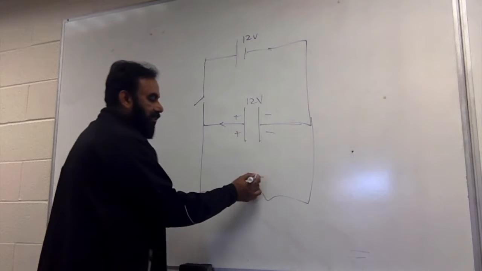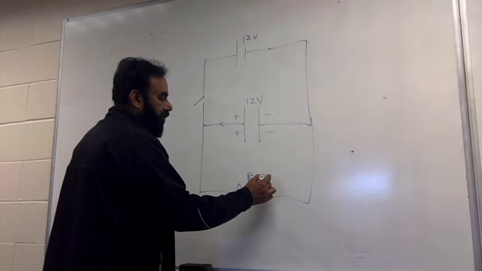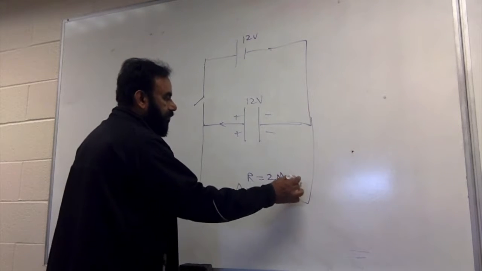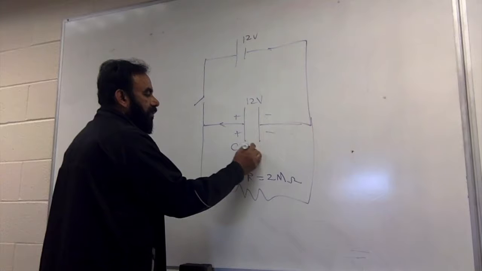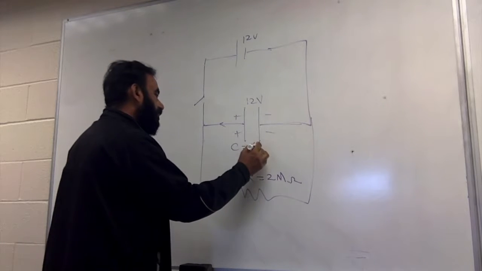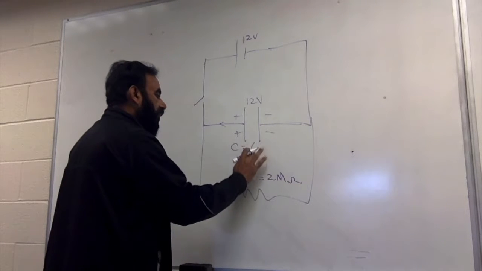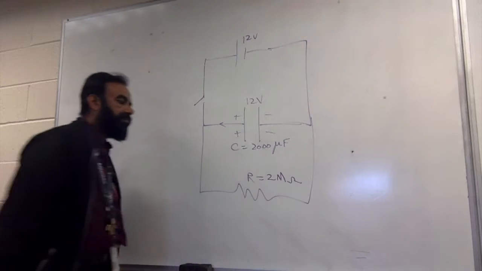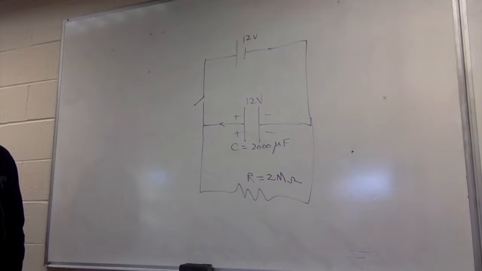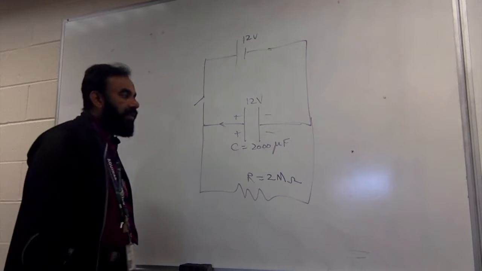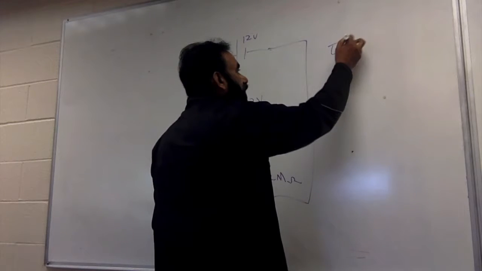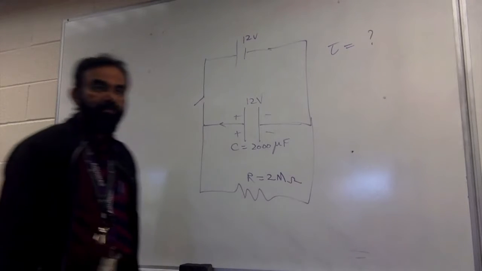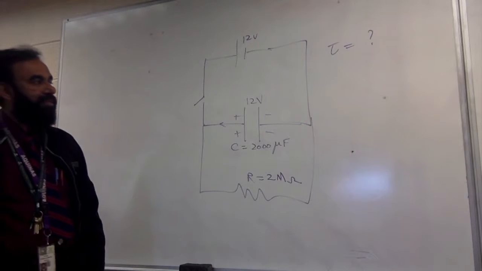Now if the resistance is 2 mega ohm and the capacitance is 2000 microfarads. So the capacitance is 2000 microfarads and the resistance is 2 mega ohm. Let's find out how much is the time constant. First find how much is the time constant.